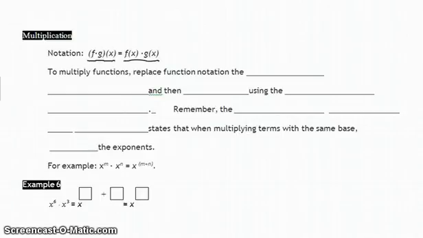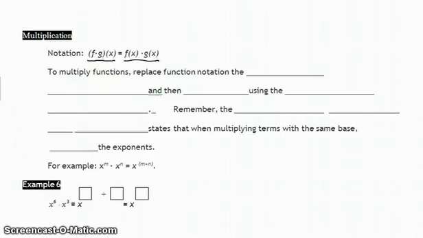I want you to notice, however, that it is a closed dot between the two functions and not an open circle. Later in this unit, we're going to discuss what that open circle means. But for right now, I just want you to notice it's a closed circle indicating multiplication.